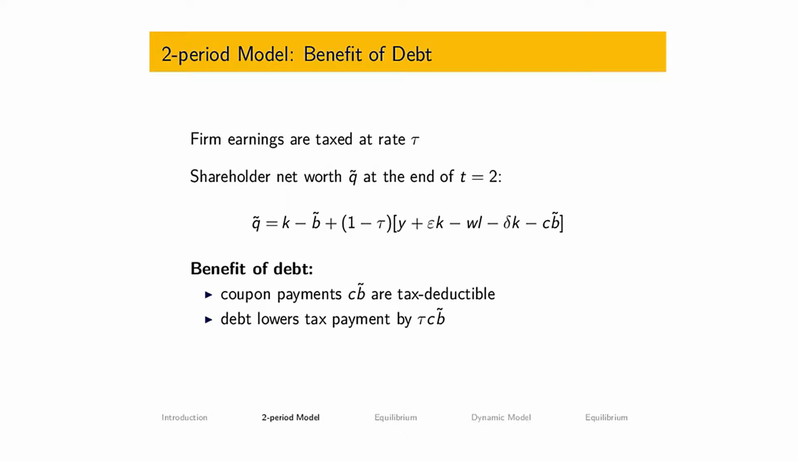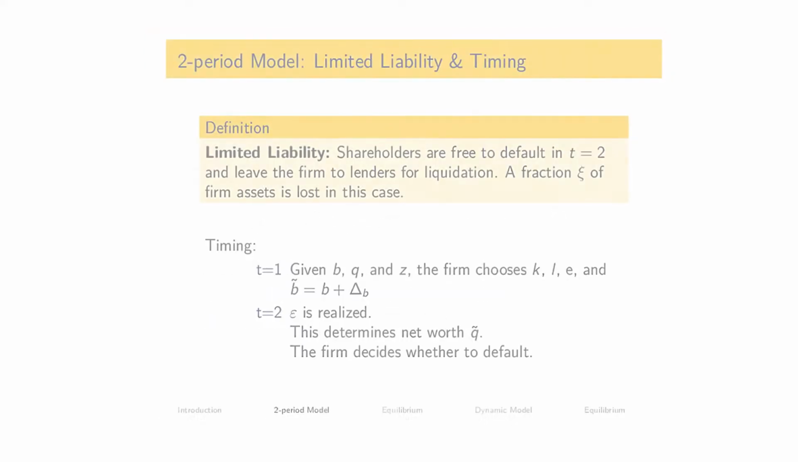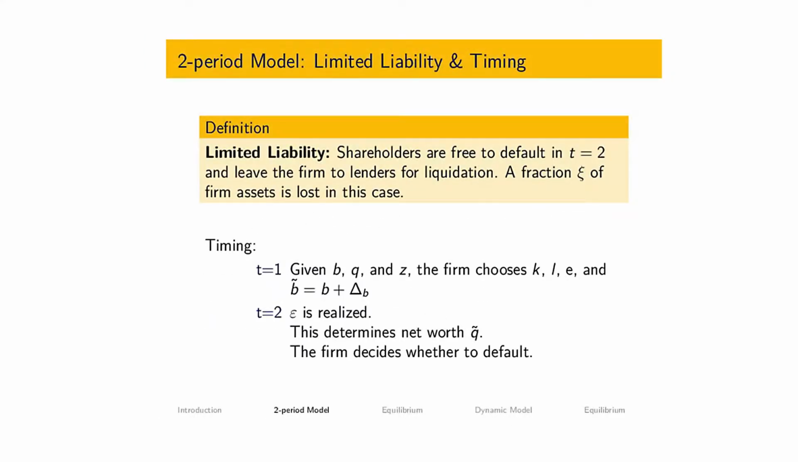The downside of debt is that it's not always paid back. So there's limited liability. In principle, shareholders, if they want to, can always just walk away and leave the firm as it is. And then creditors, all they can do is just take what's left in the firm. And a fraction Xi is lost in this case. So these assets of the firm are worth less to creditors than to shareholders. And that's why there's a default cost here. And that's basically the whole setup.